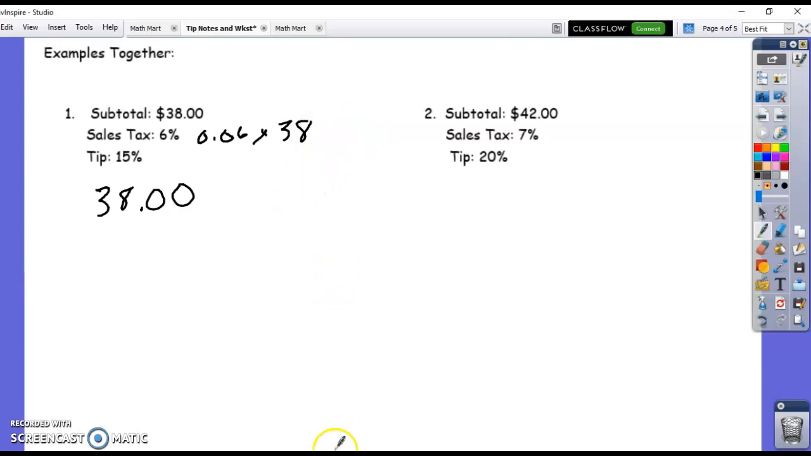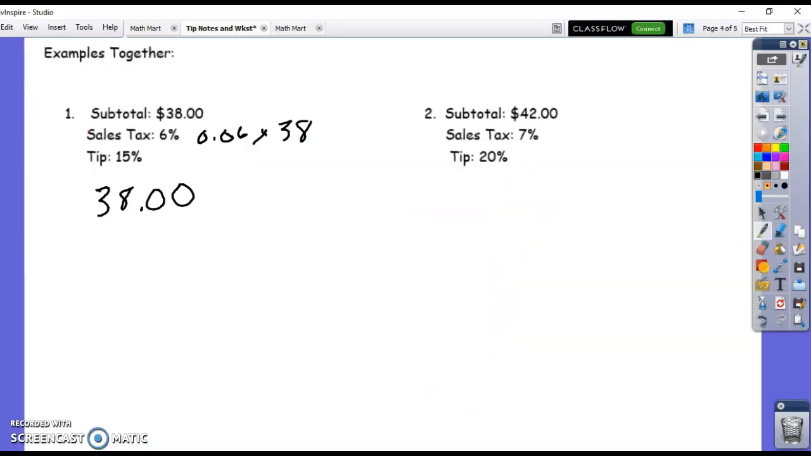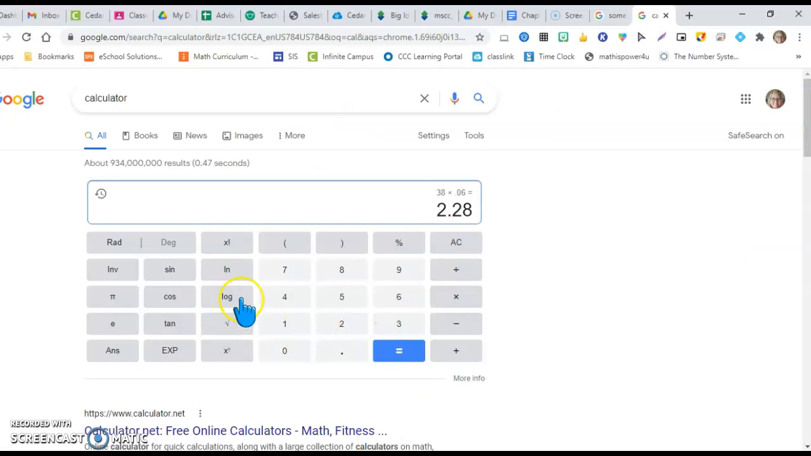And so what I'm going to do is go ahead and bring that up. So if I take $38 times 0.06, I get $2.28. So I can come over here and write $2.28. Then I have my tip. So my tip would be 15%, and that as a decimal is 0.15 times the $38. So I'm going to go over here to my calculator once again.